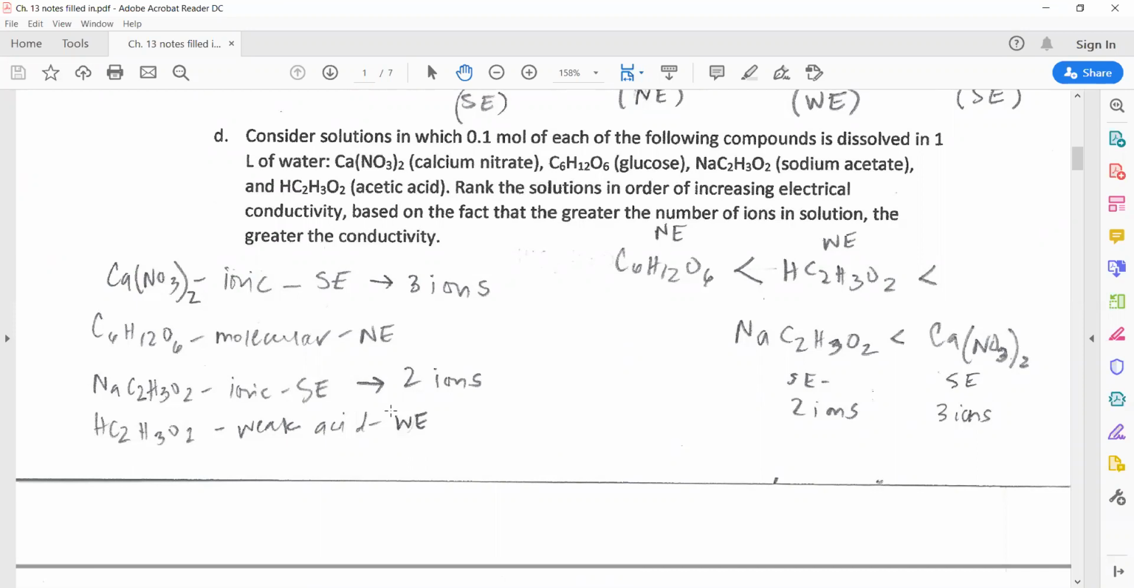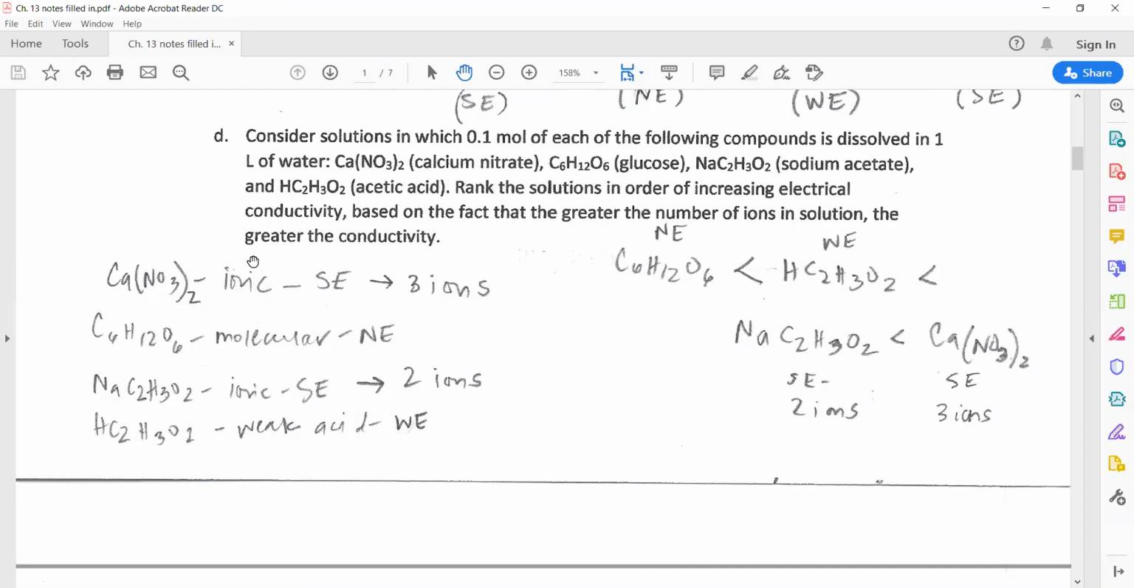So right off the bat, you look for who makes no ions. Well, that's glucose because he's a non-electrolyte, so he's not going to be a conductor at all. I'm going to put him as the lowest conductor. Next would be a weak electrolyte because remember, he only breaks up about 5% of his molecules. So we've got acetic acid here as our weak. Then we have 2 strongs that we've got to rank.